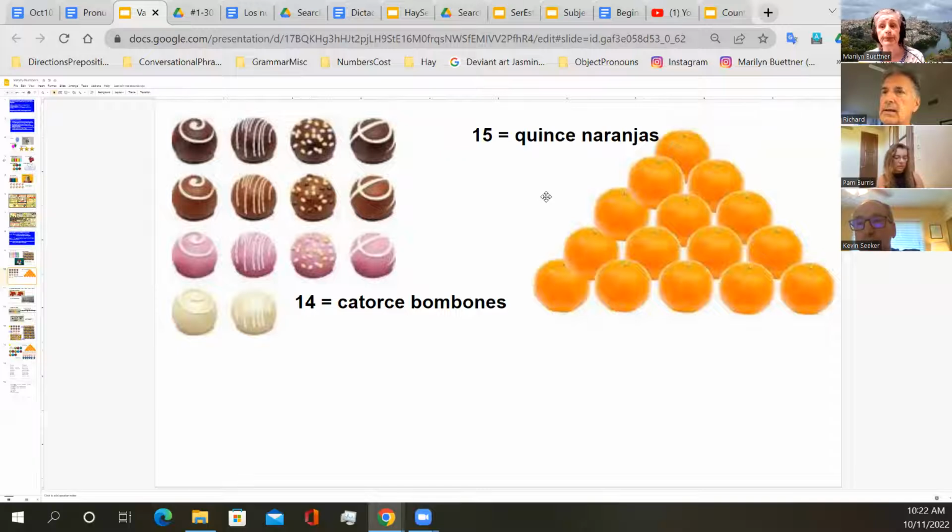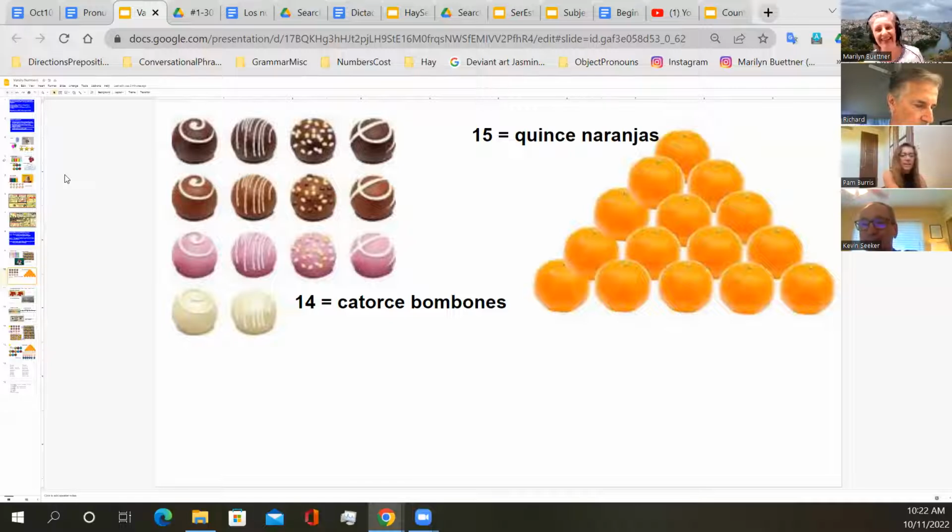Quick question: why, when you go from 11 to 15, we're using those words, and then at 16 you start using 10 plus? They just did that. There are a number of languages that do that, for the same reason that 12 doesn't look anything like 2.